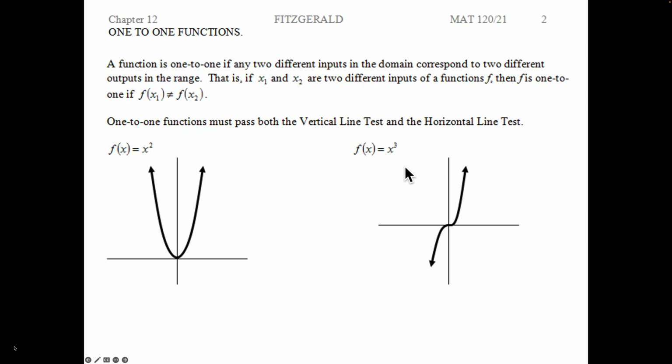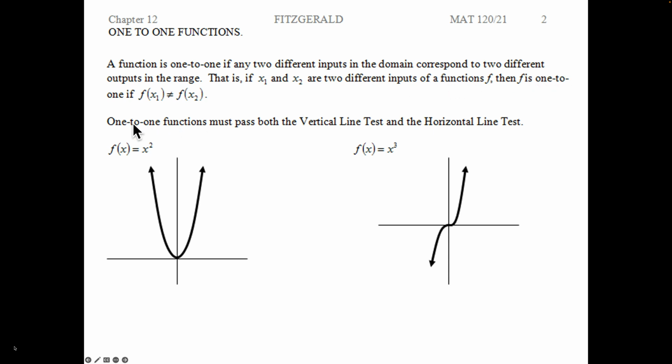Now our composite function is going to lead us to what we call one-to-one functions and inverse functions. A function is one-to-one if any two different inputs in the domain, that means two different x coordinates, correspond to two different outputs, y coordinates, in the range. That means your x's can't repeat and your y's can't repeat. So if we wrote this out in function notation, f of x sub 1 cannot equal f of x sub 2. If this happens, you have what is known as a one-to-one function.